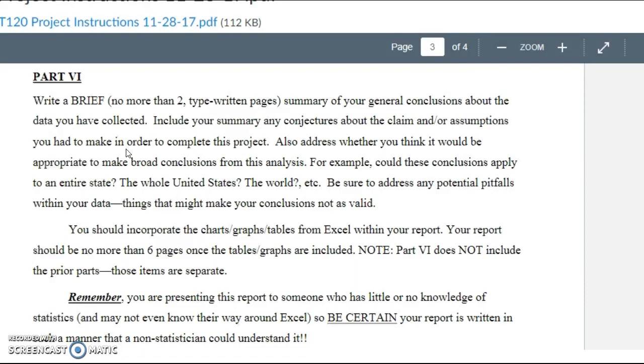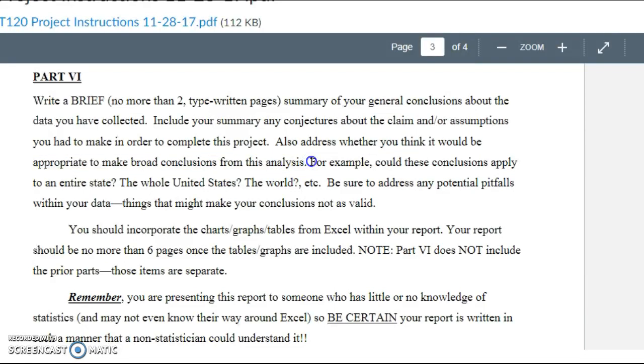One of the things I want to make sure of, let's read this through because I wanted to give you a couple things: a summary of your general conclusions about the data you collected. Include your summary, any conjectures about the claim and/or assumptions you had to make in order to complete this project. Also address whether you think it would be appropriate to make a broad conclusion from this analysis.